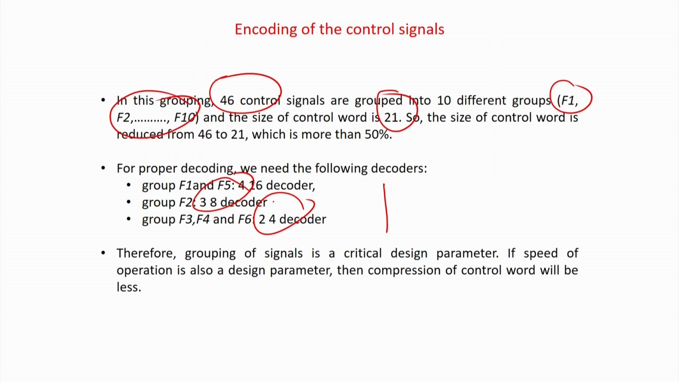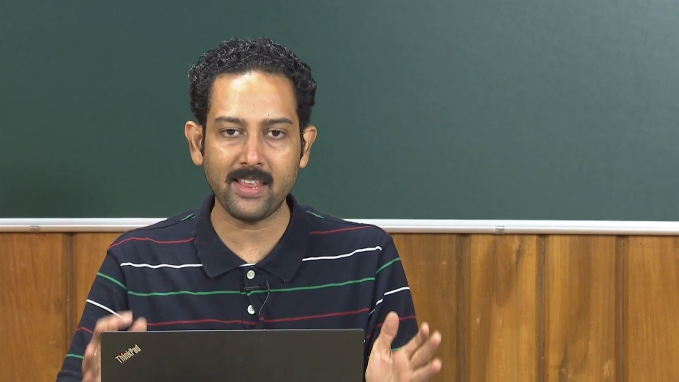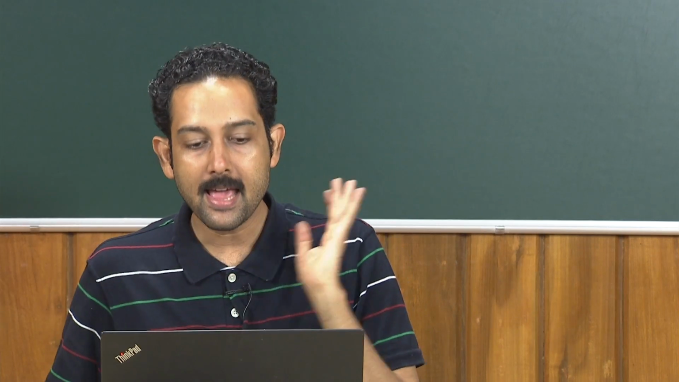So not only do you have to find out the cost, your memory is saved, that is true, but you also have to account for the decoders, and they may be slightly slower in speed compared to a horizontal microprogram. But that will not be very high because of the way we have intelligently placed these signals in different clusters.